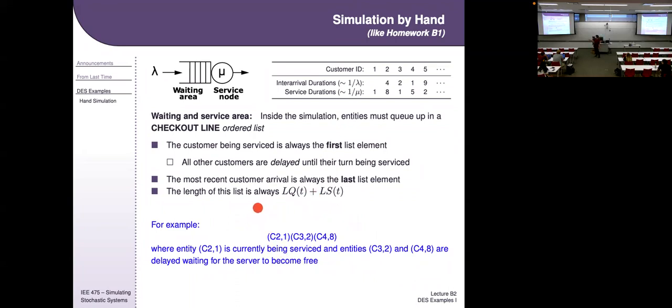The length of this list is always going to be LQ plus LS. So if there's anything in this list, LS is going to be equal to 1. And then the remainder is going to be in LQ.